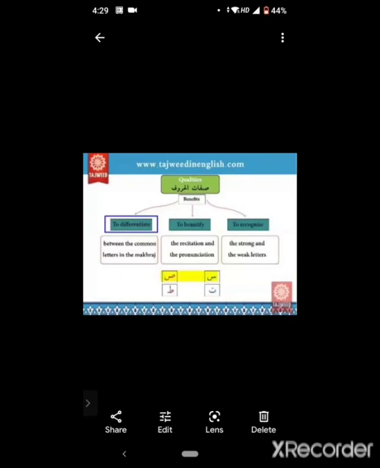So first of all, the first benefit is to differentiate between the common letters in the makhraj, because as I said in the beginning of this session, there are certain letters which are pronounced from one makhraj. For example, wasat al-lisan, for dal, ta, and tha, we pronounce these three letters in one place. So we should know the sifat of these three letters to pronounce them differently.